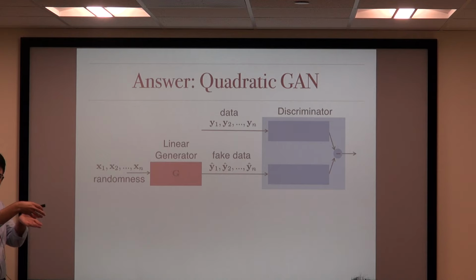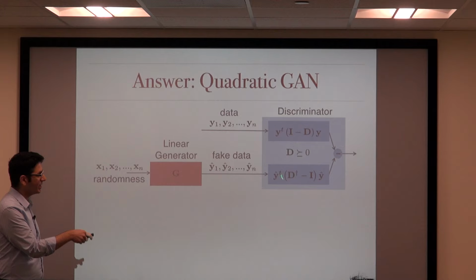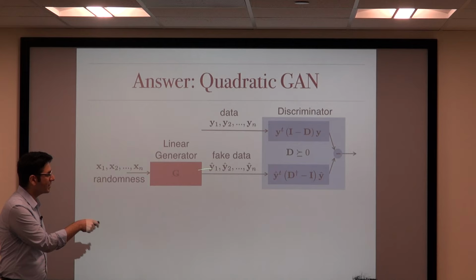It turns out that the functions that we need to apply to the real and fake data are related but not the same. Here we are applying a quadratic function to the real data with this matrix, identity minus a PST matrix. And here I'm applying the pseudo inverse of that matrix minus identity to the fake data. And I'm subtracting these two.